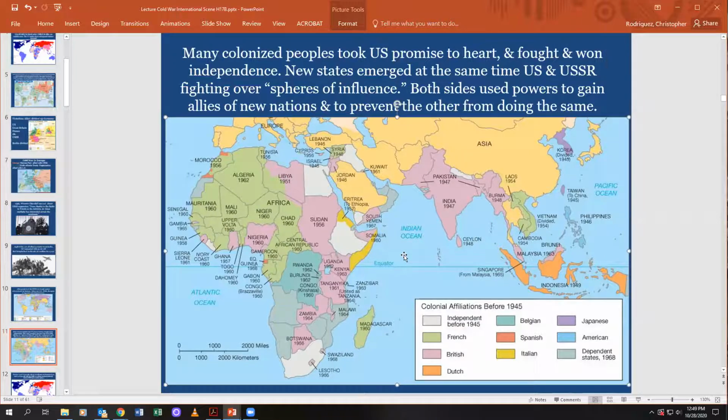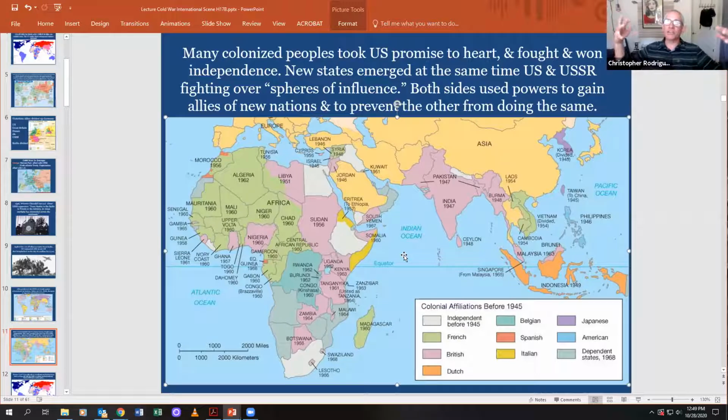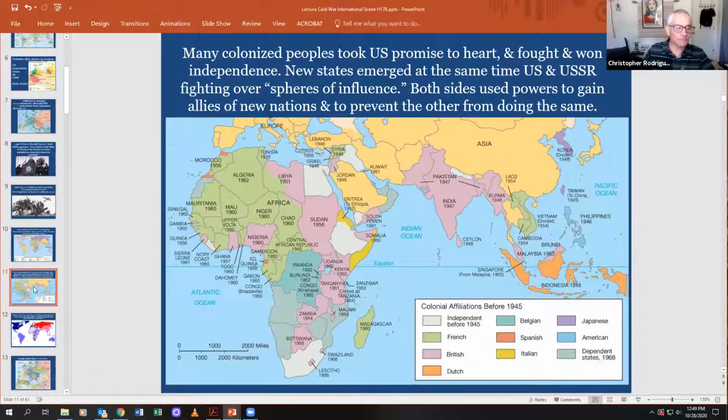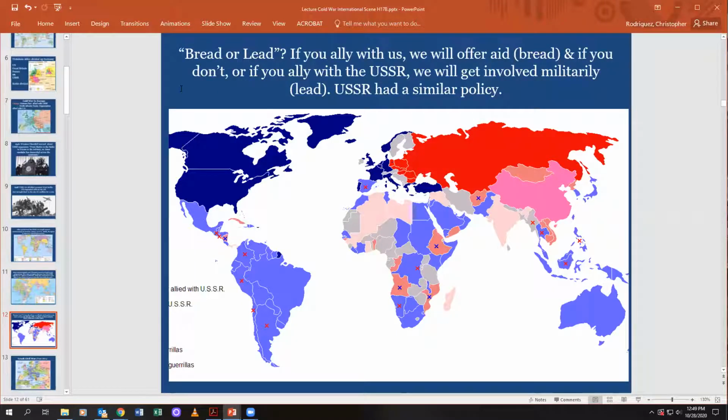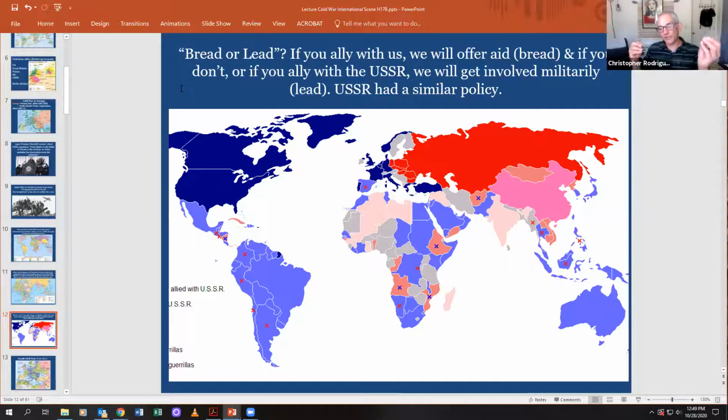All right. So at the same time, the US and the Soviet Union are trying to expand their quote unquote spheres of influence where they have political alliances. So one of the main ways in which they did it, they meaning the Soviet Union and the United States, very similar Cold War foreign policies, was they would offer bread or lead. In other words, if you ally with us, say, let's take the example of Ghana, which we will look at in a second. Ghana right here.